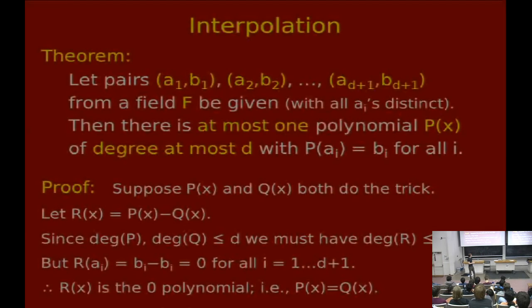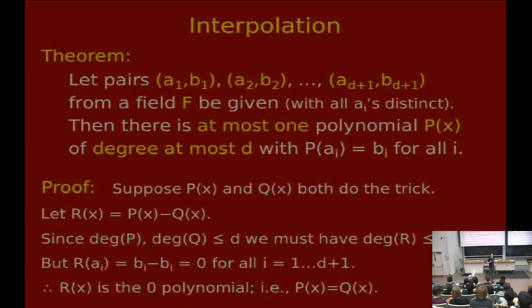Now, p and q both have degree at most d. If you add or subtract two degree d polynomials, you still get a polynomial of degree at most d. Actually, the degree can go down if you cancel out the high powers of x, but it can't go up. You can't introduce a higher power of x. So r is degree at most d. But now just evaluate r on each of the ai's. You get p of ai minus q of ai, and they're both equal to bi. So r evaluates to 0 on all of the ai's.